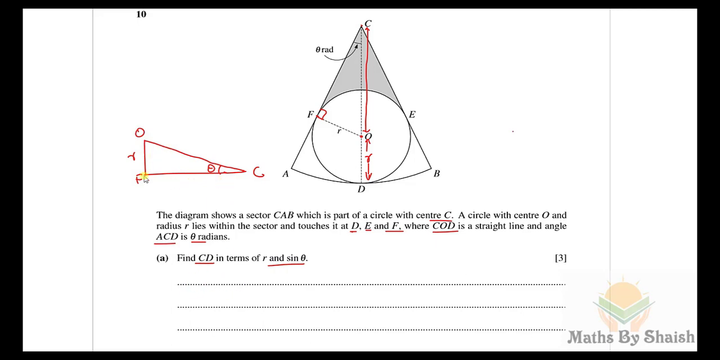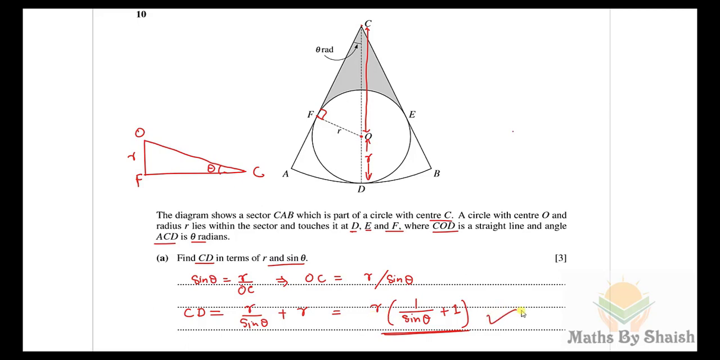OC is going to be, so for this we'll use sine theta. So sine theta is equal to R over OC, and hence OC, that is the hypotenuse, is equal to R over sine theta. And now if we have OC, we can get CD directly in terms of R and sine theta. CD is OC plus OD, that is R over sine theta plus R, or we can write it as R times (1 over sine theta plus 1). So that is the CD in terms of R and sine theta. We can simplify it further also, as R times (1 plus sine theta) upon sine theta, but that's fine. So that is the answer for this.